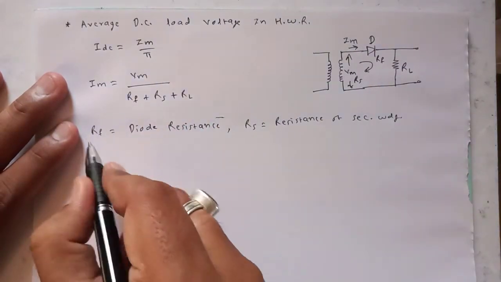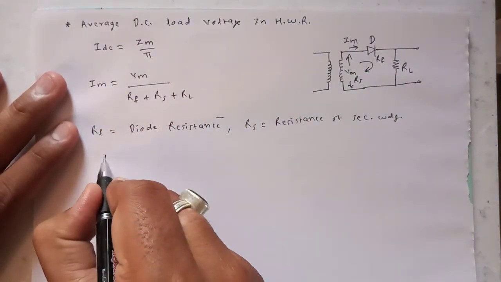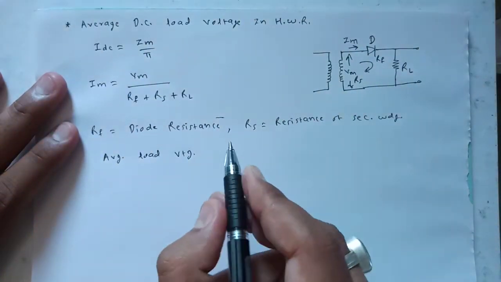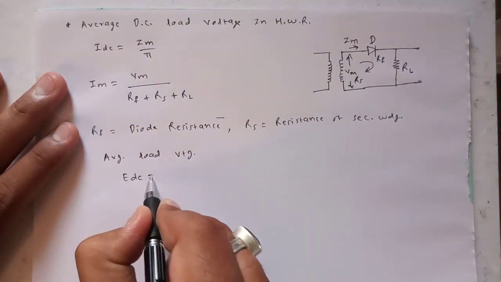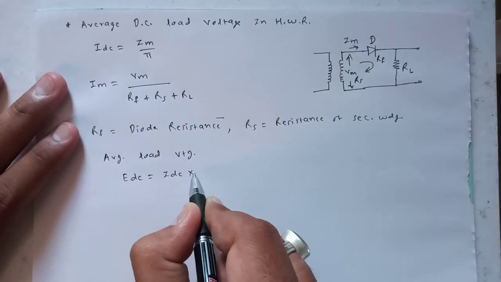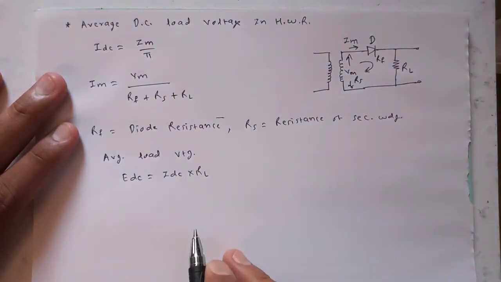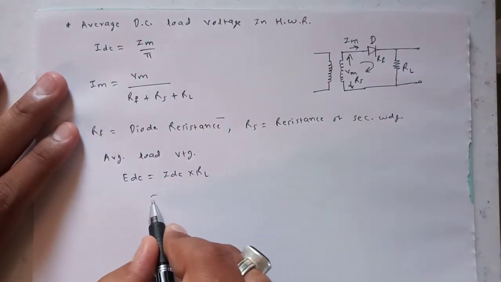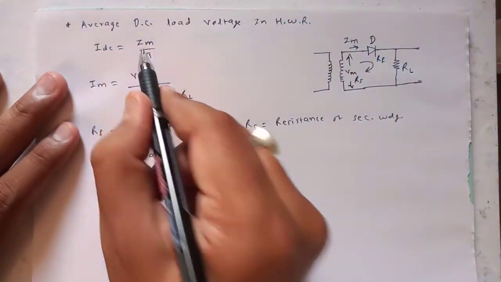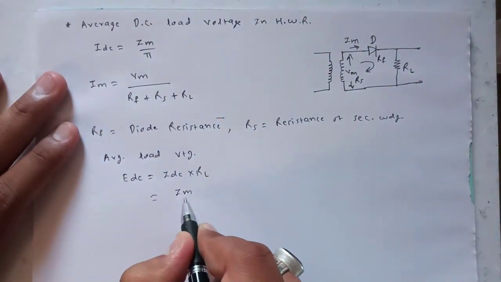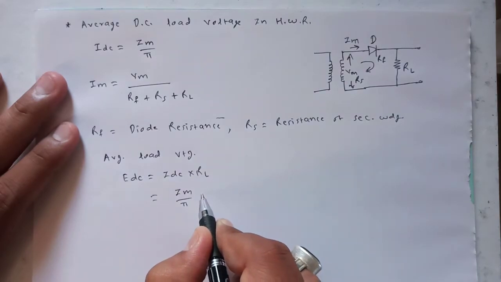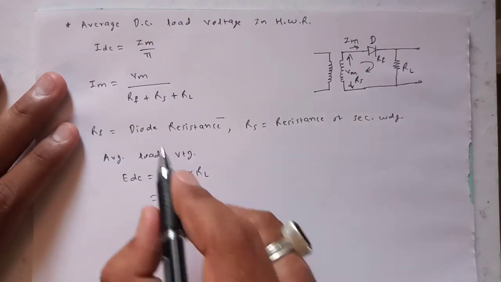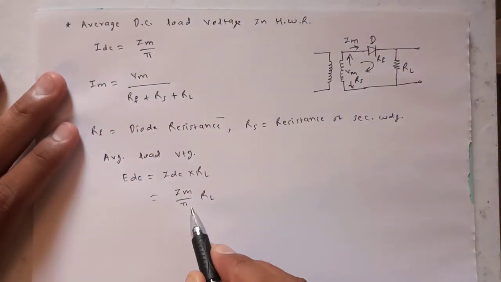Now we can have our required equation, which is nothing but the average load voltage. It will be given by EDC is equal to IDC multiplied by the value of this load resistance RL. And now we can put the value of IDC is equal to Im by pi. So EDC is nothing but Im by pi multiplied by resistance RL. But now we have another equation for Im. This equation I have to put here.